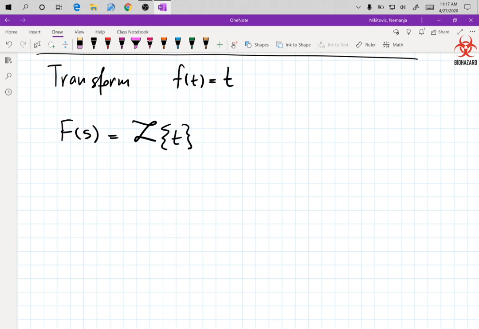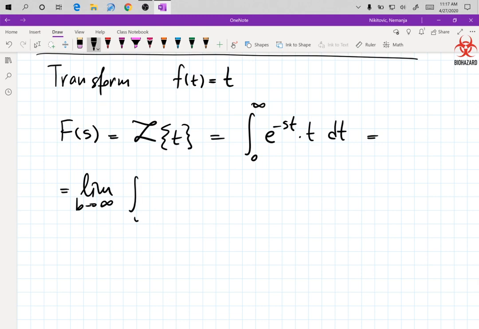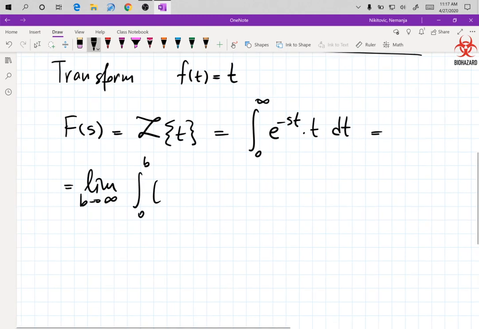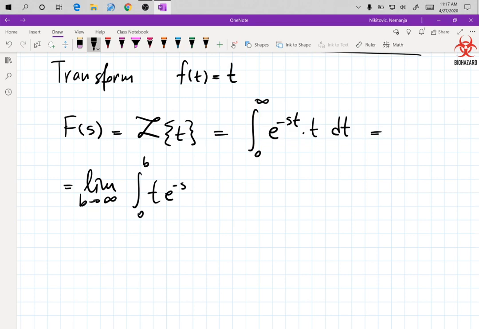So we're supposed to transform t over here. And the way we transform t, we said that was the integral from 0 to infinity, e to the negative st, and then we'll multiply that by t dt. Right? So this is the problem. And in calculus, we usually had it as x times e to the x. So we are going to now do the limit because it's improper integral. So b goes to infinity, 0 to b. And over here I'll just have t e to the negative st dt.